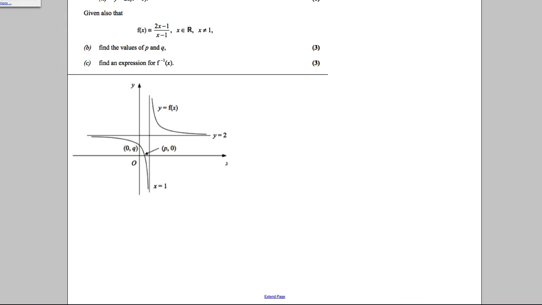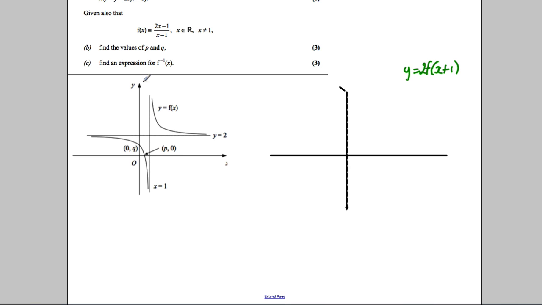So what's going to happen to our asymptotes? Well, y equals 2 f of x add 1. Now this asymptote here is going to shift 1 unit to the left, and it's going to be the asymptote x equals 0. What's going to happen to this asymptote? Well, it's going to be doubled up to y equals 4. So this asymptote here is now going to be y equals 4.